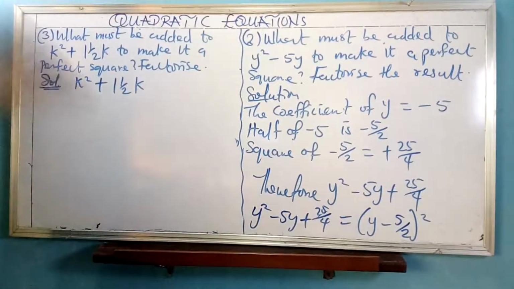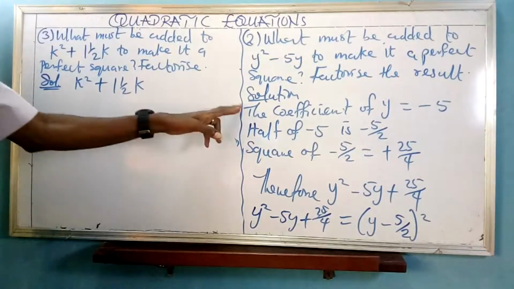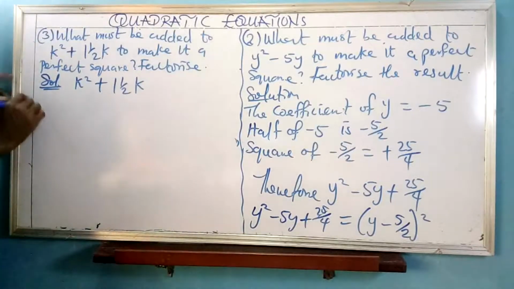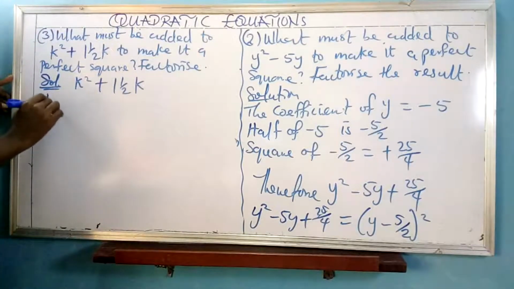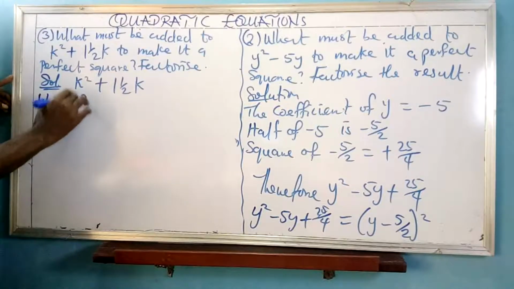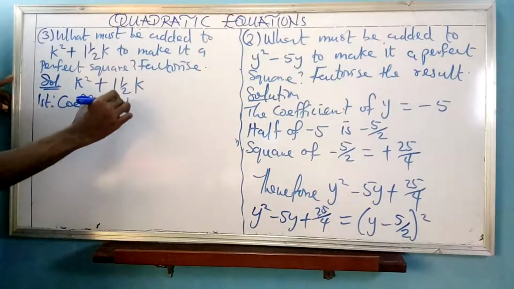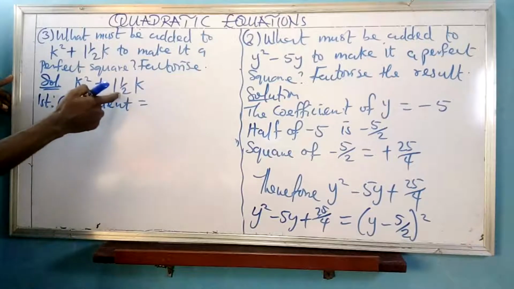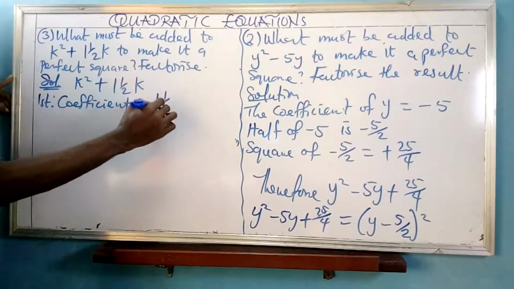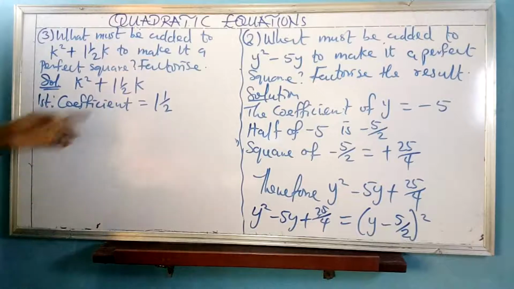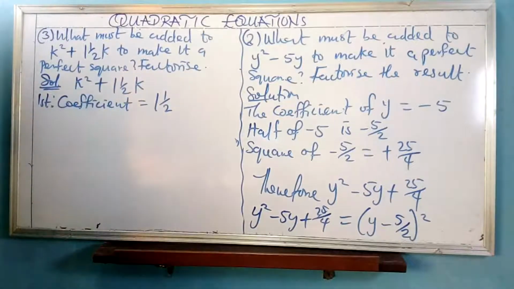The first step, don't forget the 3 steps: coefficient, half, and square. So the first step will be, what's the coefficient? Coefficient of our k will be what? This is the coefficient, 1 over 2. Okay, the coefficient of the first power is 1 over 2.